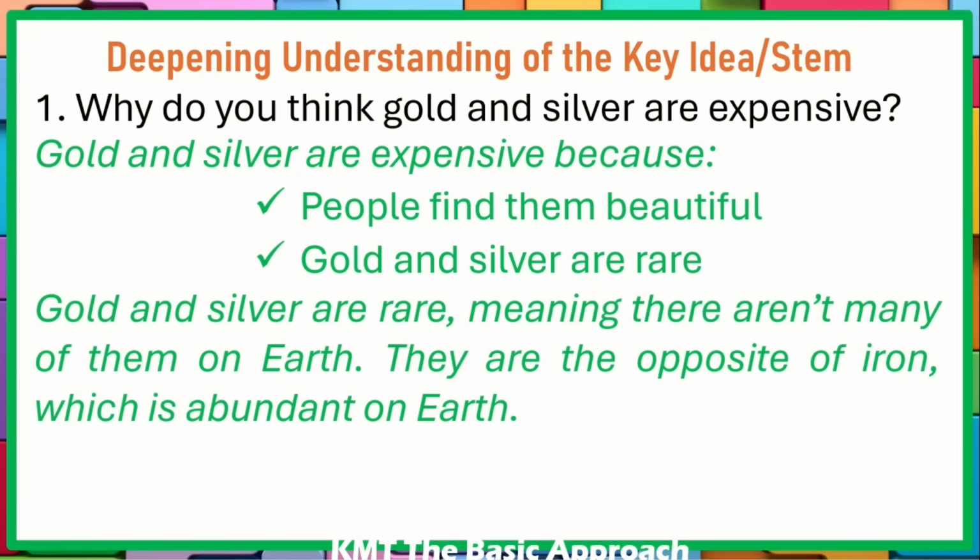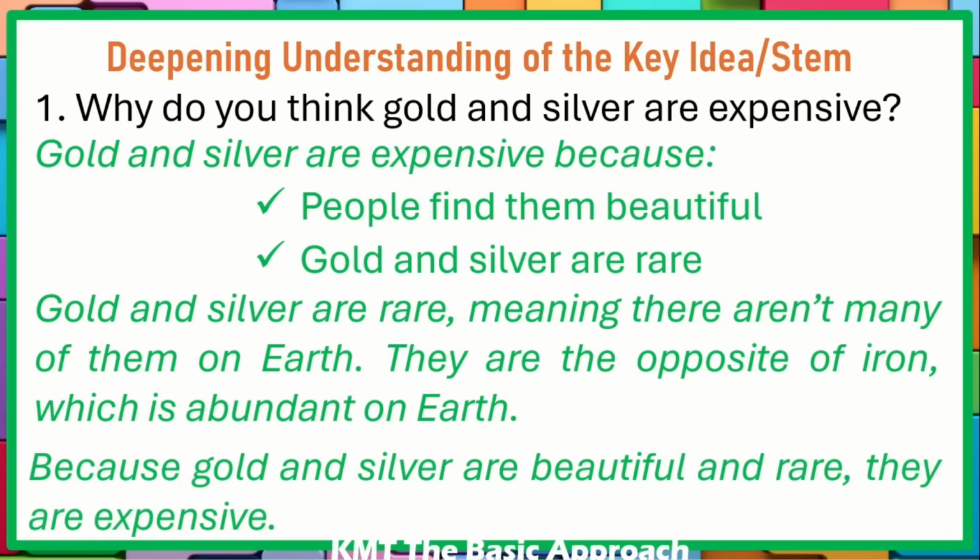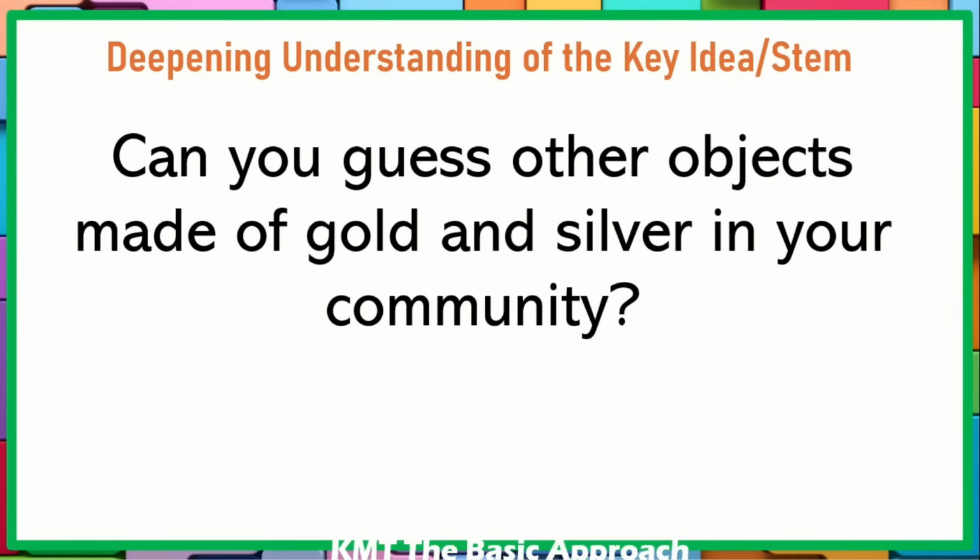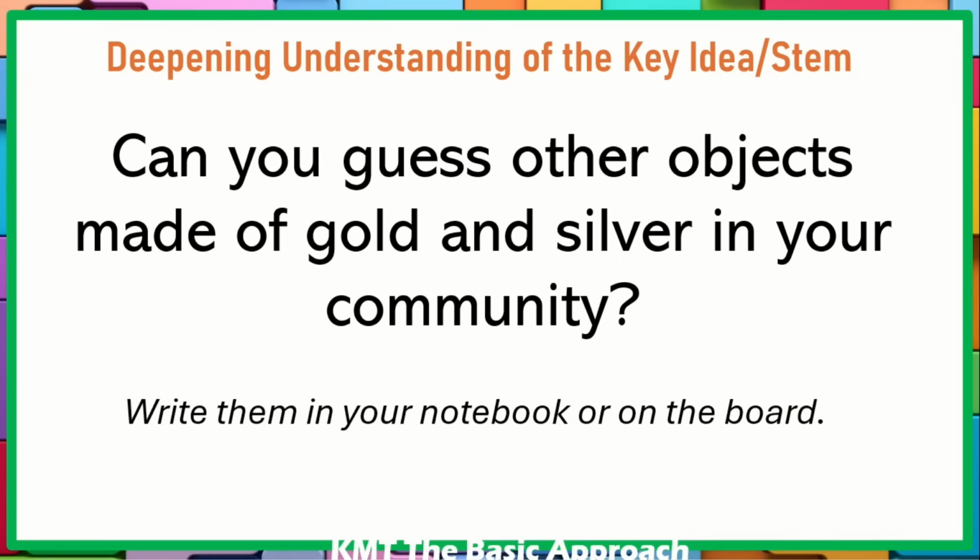Gold and silver are rare, meaning there aren't many of them on Earth. They are the opposite of iron, which is abundant on Earth. Because gold and silver are beautiful and rare, they are expensive. Can you guess other objects made of gold and silver in your community? Write them in your notebook or on the board.